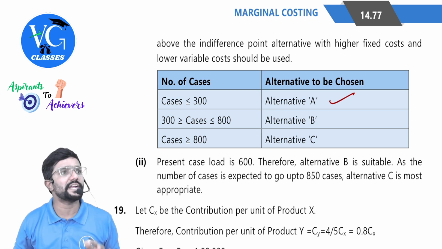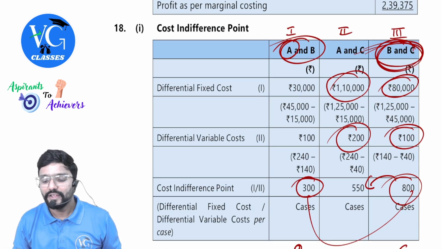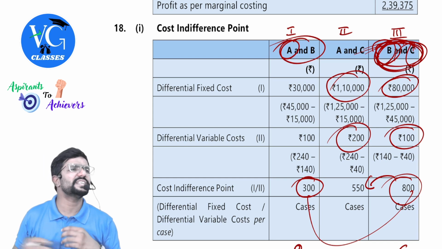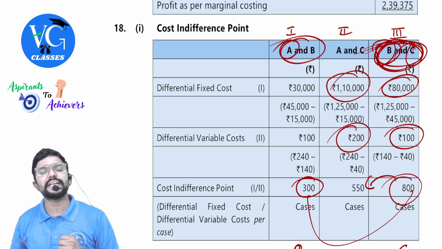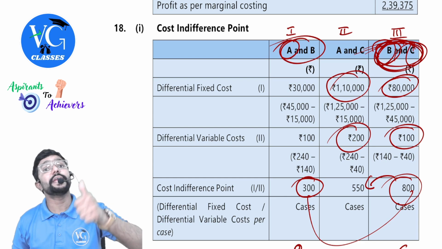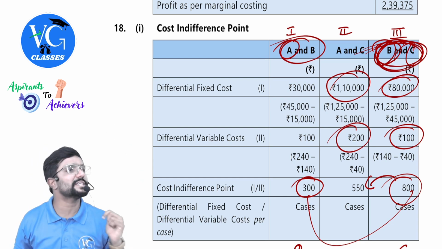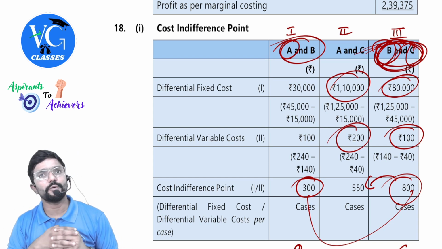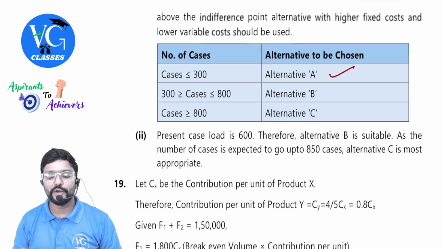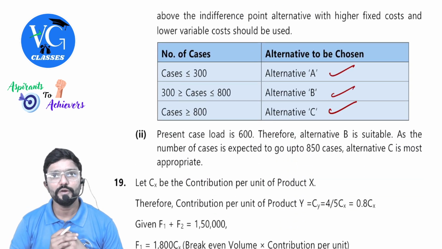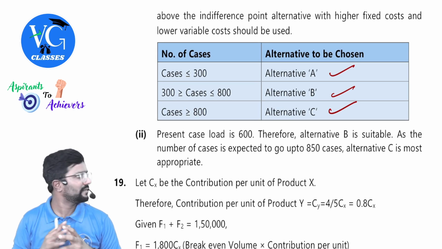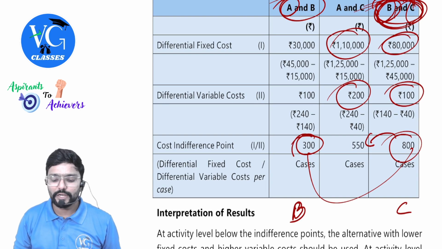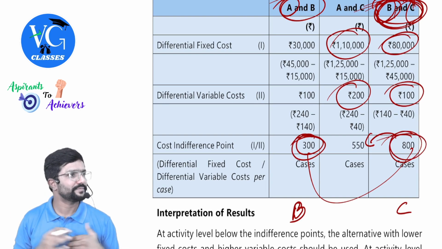Now the last one, more than 800. When it was less than 800, I chose B. Now what? C. If you want, you can check also. When it is more than 800, we will choose the option with higher fixed cost and lower variable cost per unit. You decide between B and C. It would be C, guys. Hope you understood. Sir, is 550 required in between? No, that is not required, that will take more time. Take only the lower and higher limit and decide.